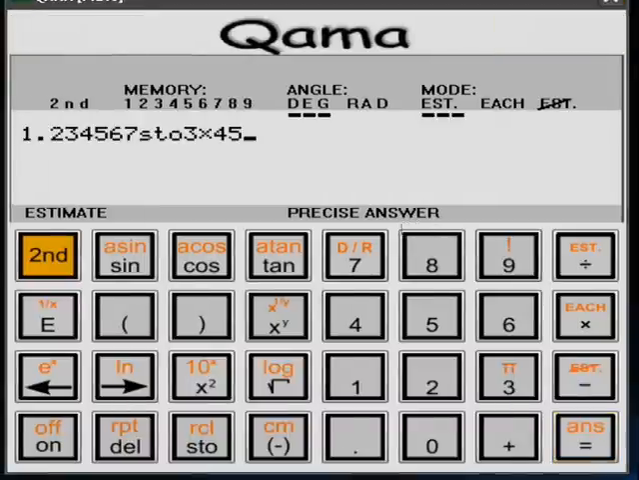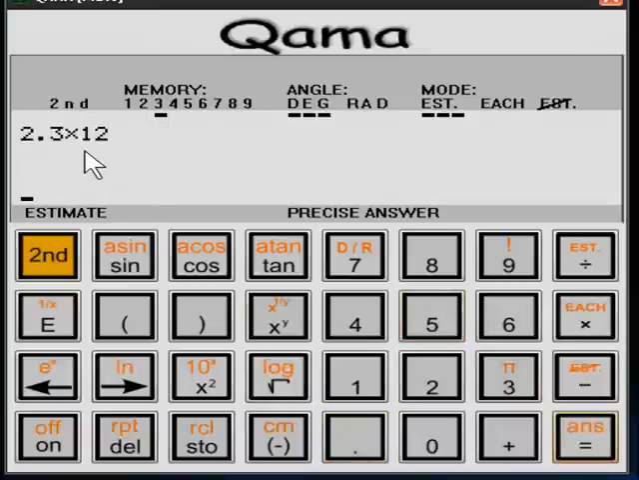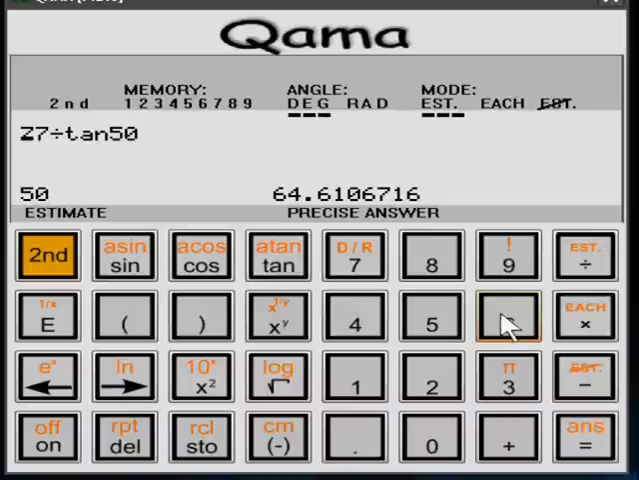would you? A number can be stored in any of the 9 memories and recalled when needed again. Store plus 3 adds the 2.3 to the number already stored in 3, and an acceptable estimate for this accumulation needs to be entered before the task continues. This key clears memories before a task is entered. To use a result in the next task, press second answer. Happy Qama!